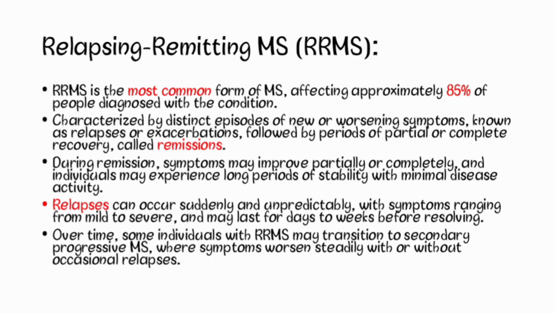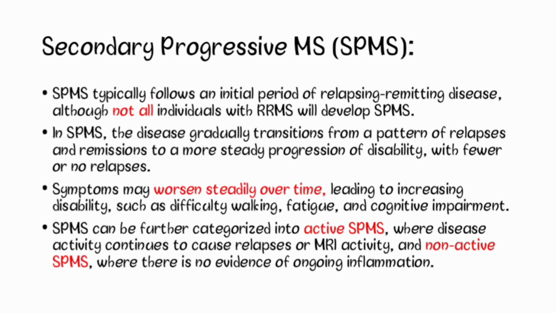Now, during remissions, symptoms may improve partially or completely, and individuals may experience long periods of stability with minimal disease activity. Relapses can occur suddenly and unpredictably, with symptoms ranging from mild to severe, and may last for days to weeks before resolving. Over time, some individuals with RRMS may transition to secondary progressive MS, where symptoms worsen steadily with or without occasional relapses. Now, the next is secondary progressive MS, that is SPMS.